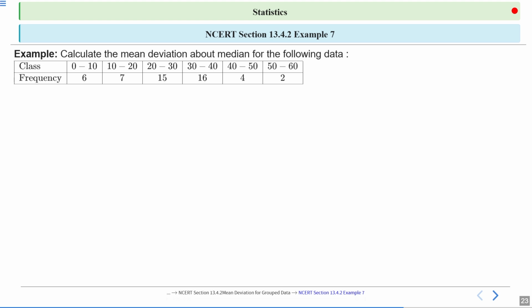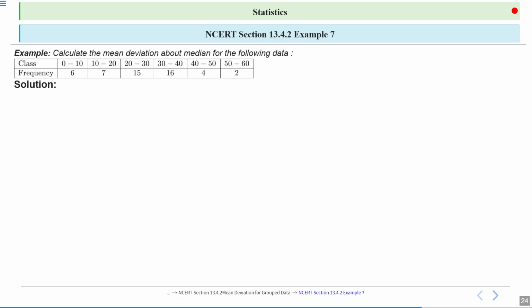So here in the table, we have given two rows. The first row has class intervals like 0 to 10, 10 to 20, 20 to 30, 30 to 40, 40 to 50, 50 to 60. In the second row, we have the frequencies: for class interval 0 to 10, frequency is 6. For class interval 10 to 20, frequency is 7, and so on. So first of all, try it yourself.